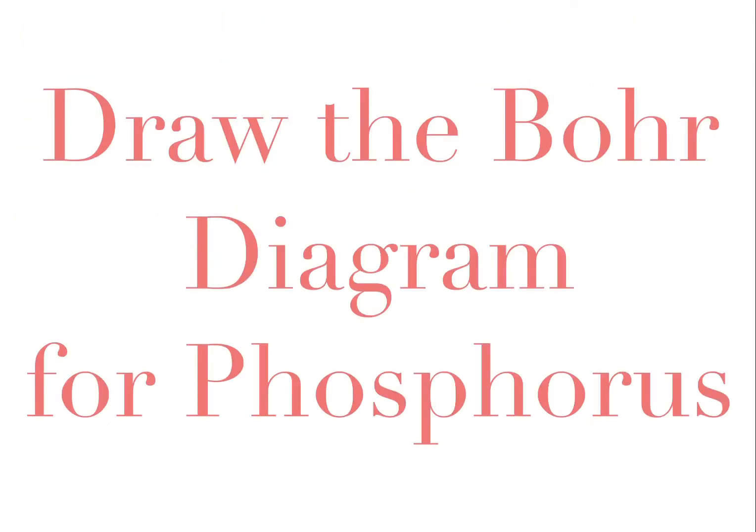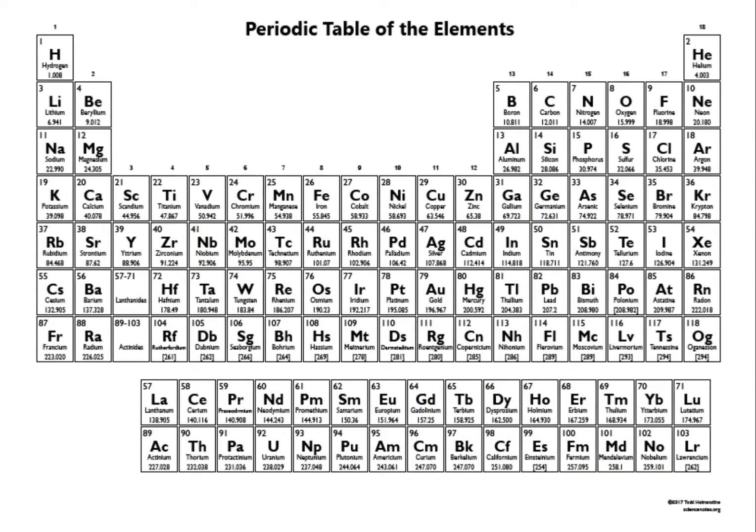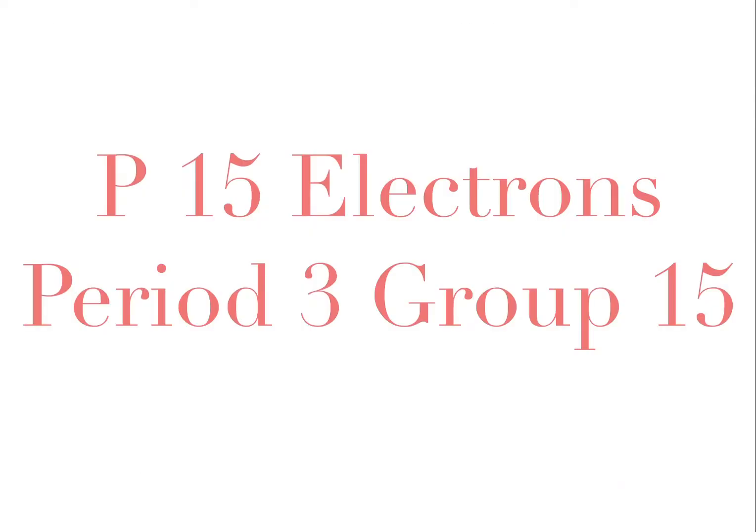For example, let's draw the Bohr diagram of phosphorus. First, let's locate phosphorus in the periodic table. The element symbol of phosphorus is P. It has 15 protons, therefore it has 15 electrons, because the number of electrons and protons are the same in an atom. It is in period 3 and in group 15, meaning that it will have 5 electrons in the valence shell. First off, let's start with drawing out the element symbol.